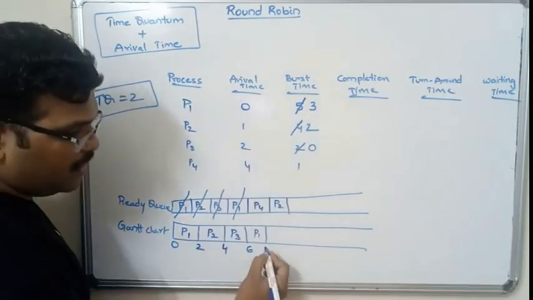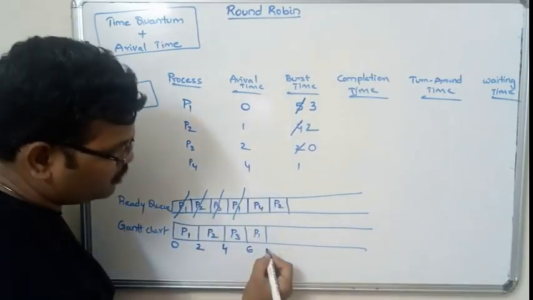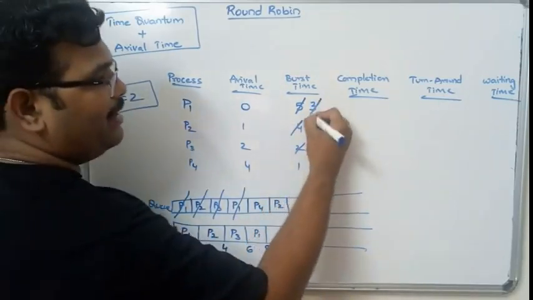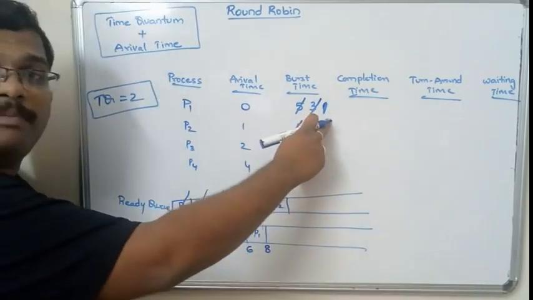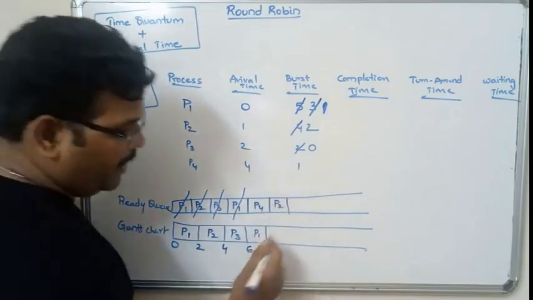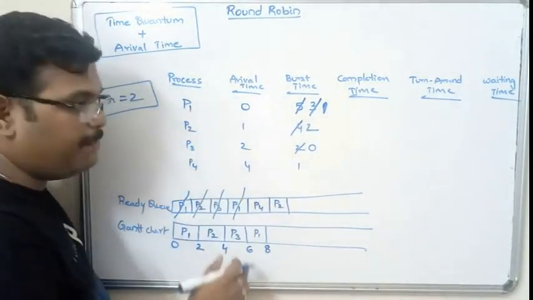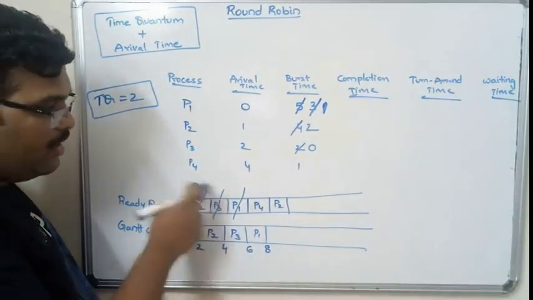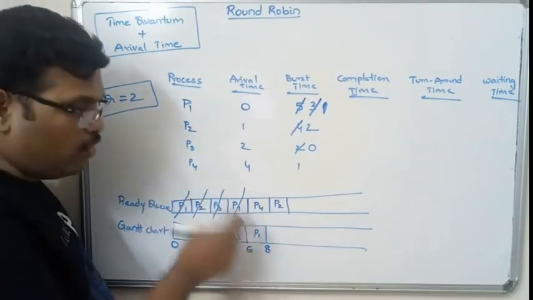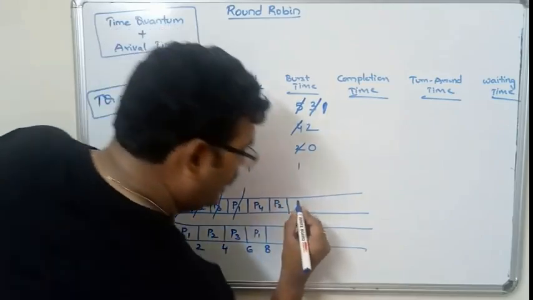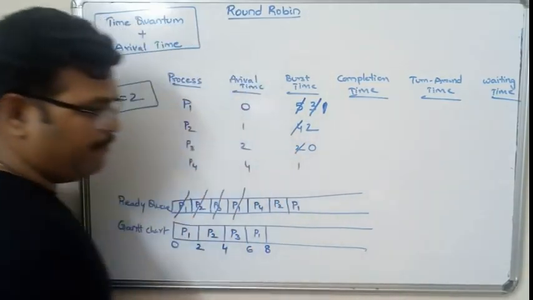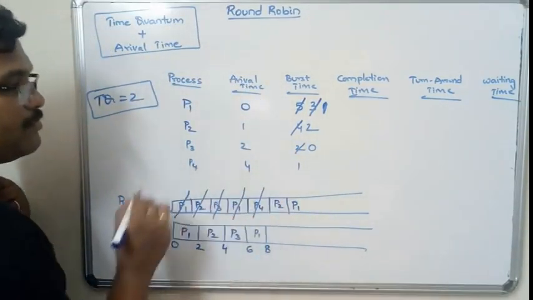So P1, again the time quantum is 2, so 8. It still requires 1 millisecond to complete its execution. So P1 will be removed from the CPU. At the time of 8, no other processes are available in the ready queue, so P1 will be added to the ready queue. So P1. Now P4.